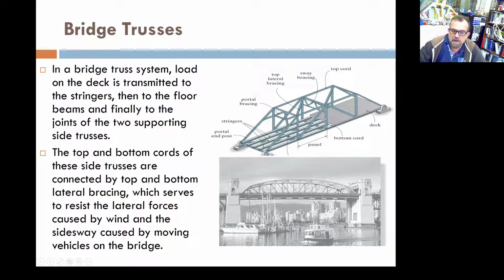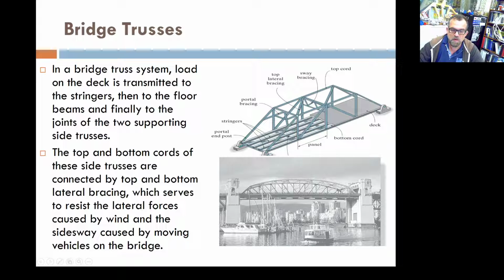The vehicles are circulating here. So if we want the loads to be transmitted to the joints, basically what happens is that the car goes on top of the deck and transmits the load to the stringers, which are these members, and those stringers transmit the load to the floor beams, which go in the other direction, and the floor beams transmit the load directly to the joints of the parallel trusses. That's what is happening there.